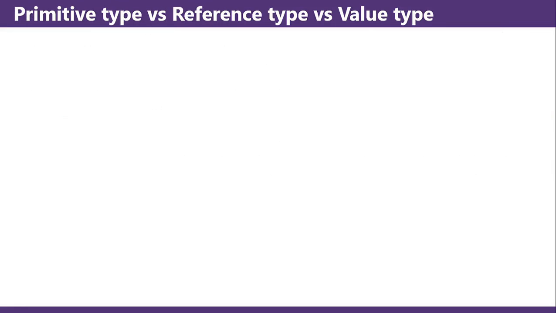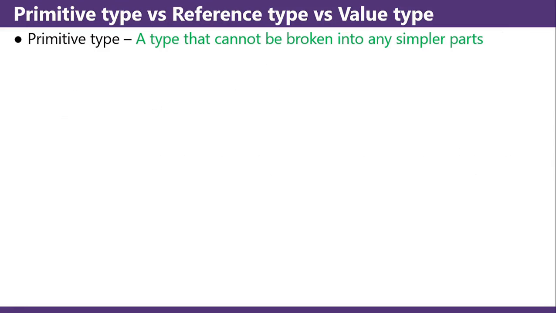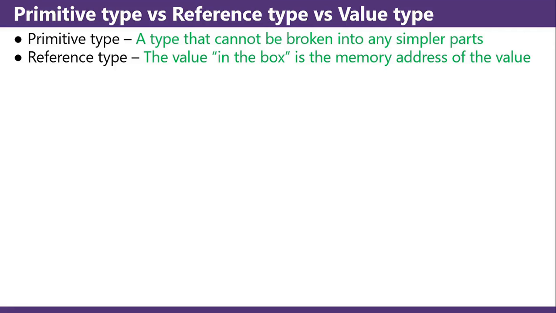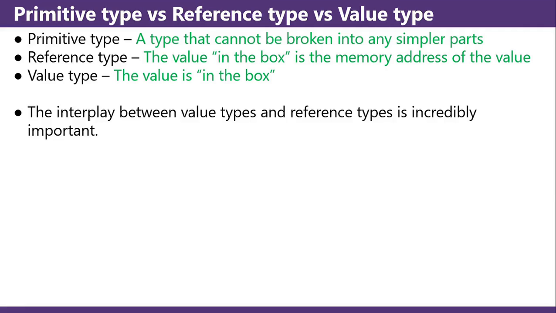Primitive type versus reference type versus value type. A primitive type is a type that can't be broken into any simpler parts. Reference type is where the value in the box is the memory address of the value, and a value type is where the value is in the box. The interplay between value types and reference types is incredibly important.